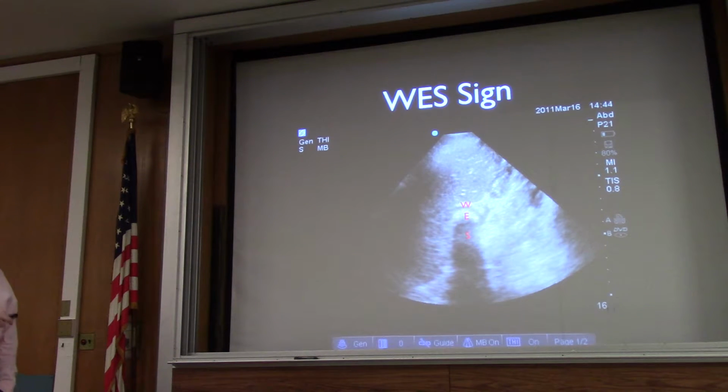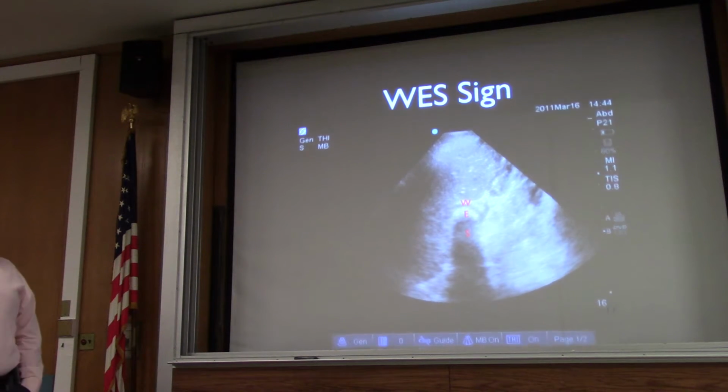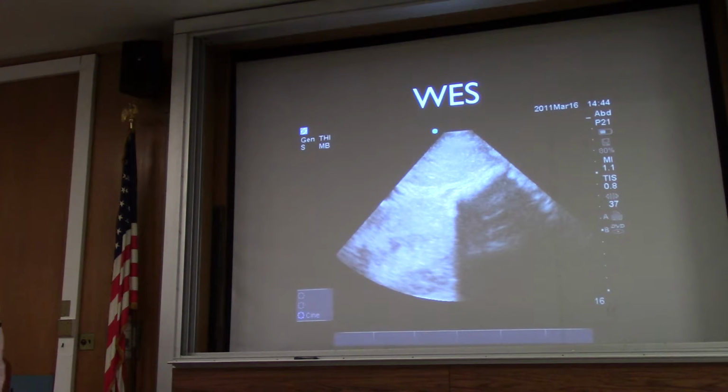So, but this is the WES sign. It can be really subtle. Some other examples. Here it is, gallbladder in long axis.